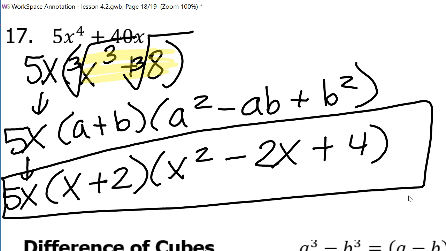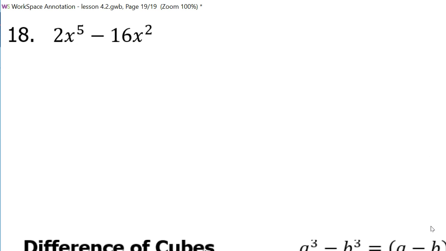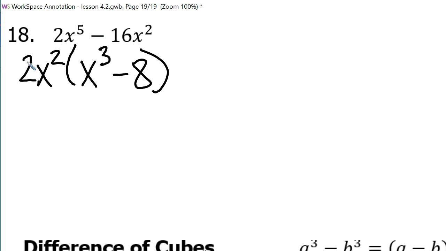And the last one, number 18. Is this a difference of cubes? No. What do I need to look for? GCF. What's the GCF here? 2x squared. And inside the parentheses would be x cubed minus 8. I want you to finish number 18.